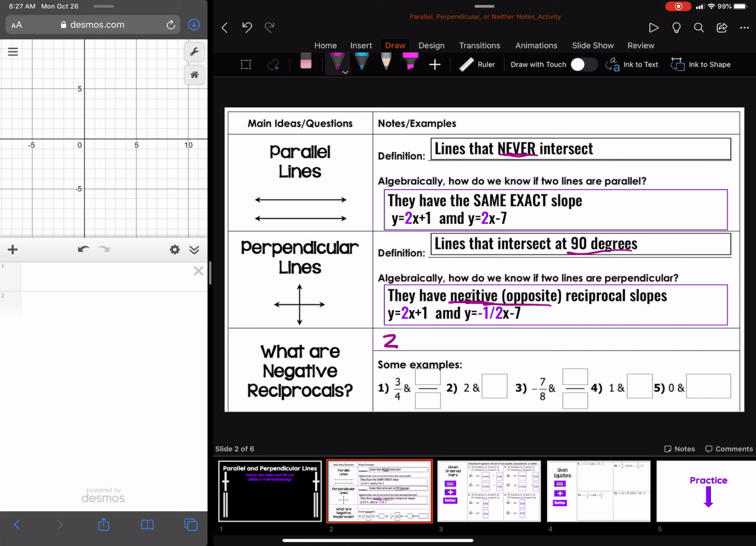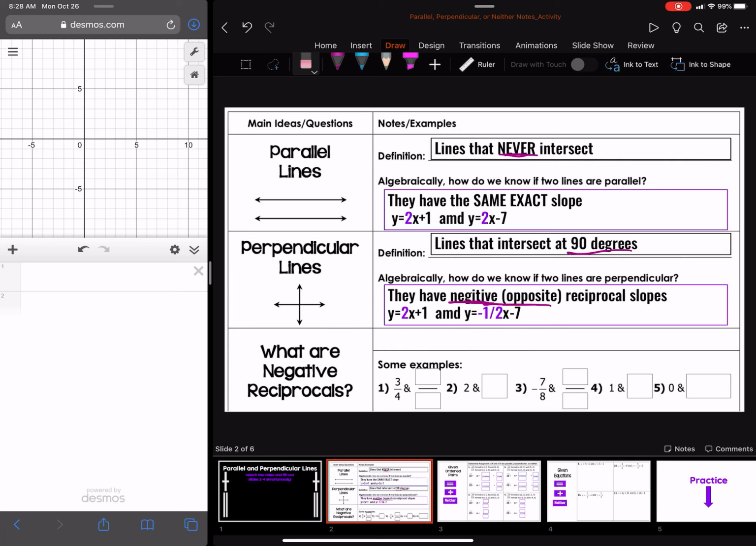So what is the opposite of 2? Very good, it's negative 2. What is the opposite of negative 5? Very good. It would be positive 5. Sorry, it would be 5. So we're going to be talking about the negative and the opposite of a number, and we're also going to be talking about the reciprocal.